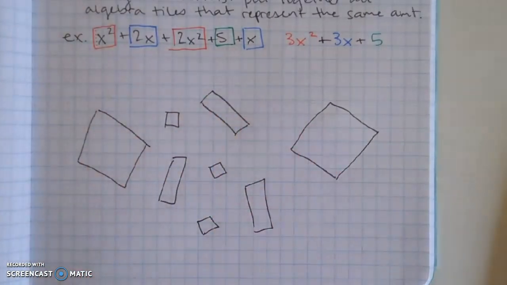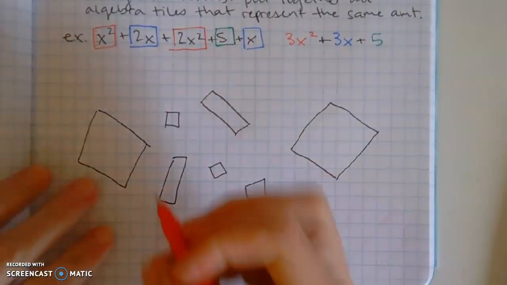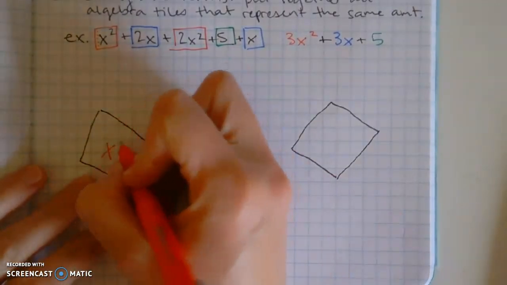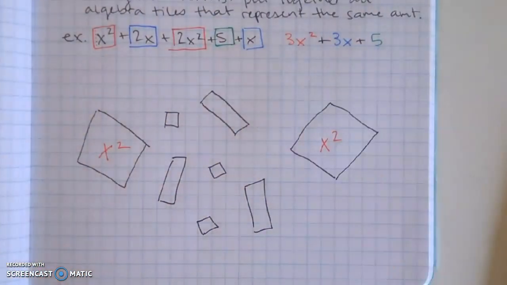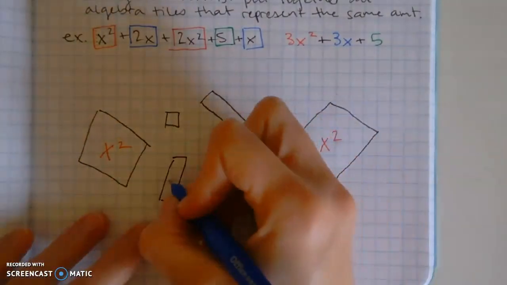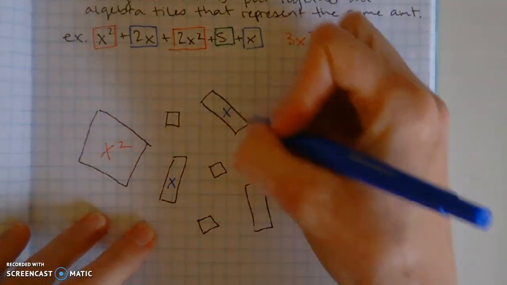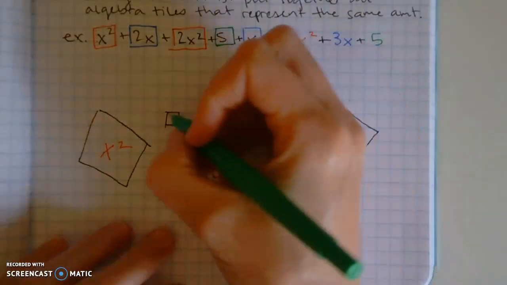First off, just like I did with my last video, I need to make sure I'm labeling these. So I'm gonna color coordinate like I did up here, okay? I'm gonna do my x squared in red, and I'm gonna find my blue and do my x's. X, X, X. Okay, and now I'm going to take my green and I'm going to do my 1 tiles.